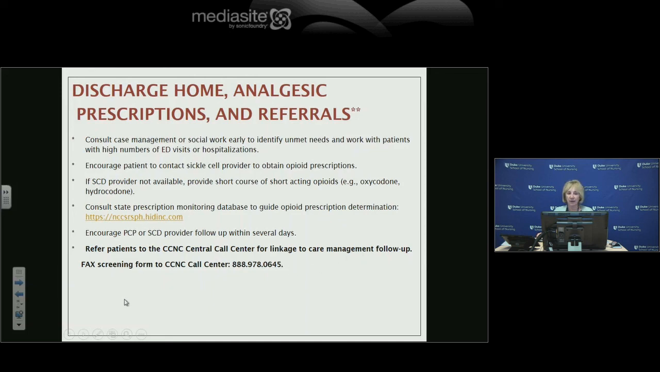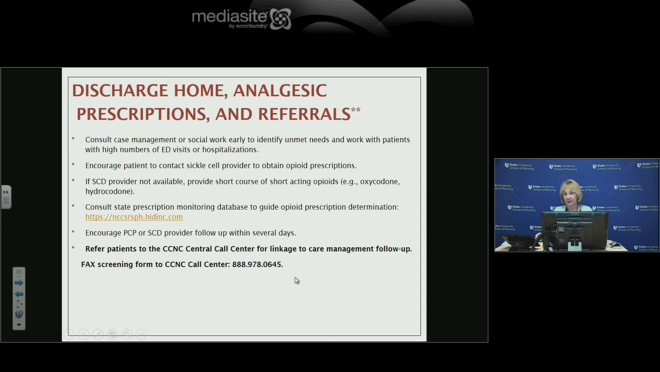And referring patients back to the Community Care North Carolina call center for care management follow-up. The screening form that I'm going to talk about gets faxed to one number, and I'm going to talk about this program now. If you're viewing this presentation from another site, the needs are probably still there. The resources may be within your hospitalist, case management, or social worker, or some other set of resources that you may need to explore and figure out.